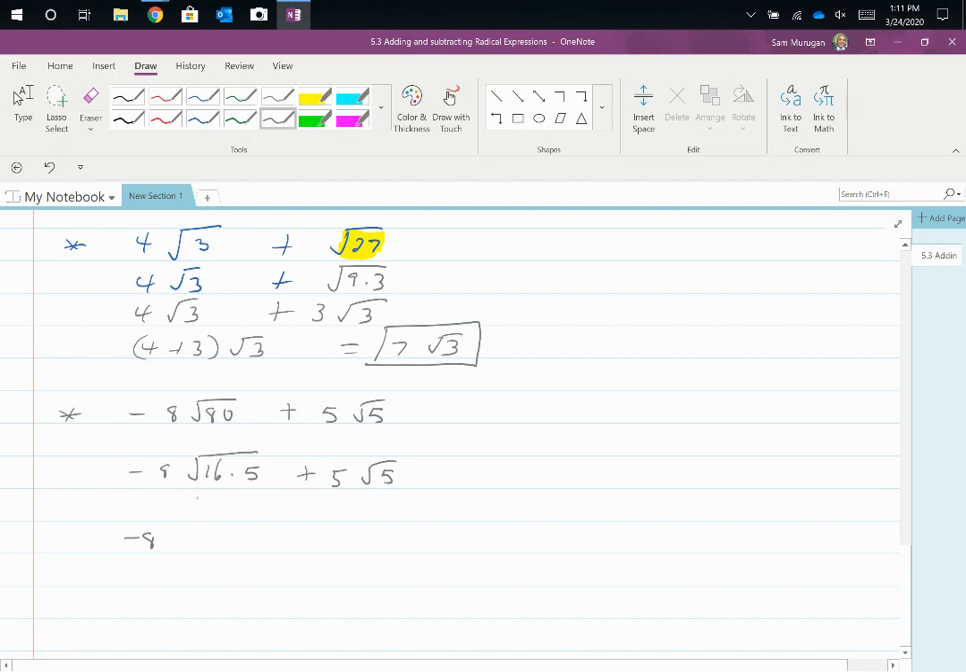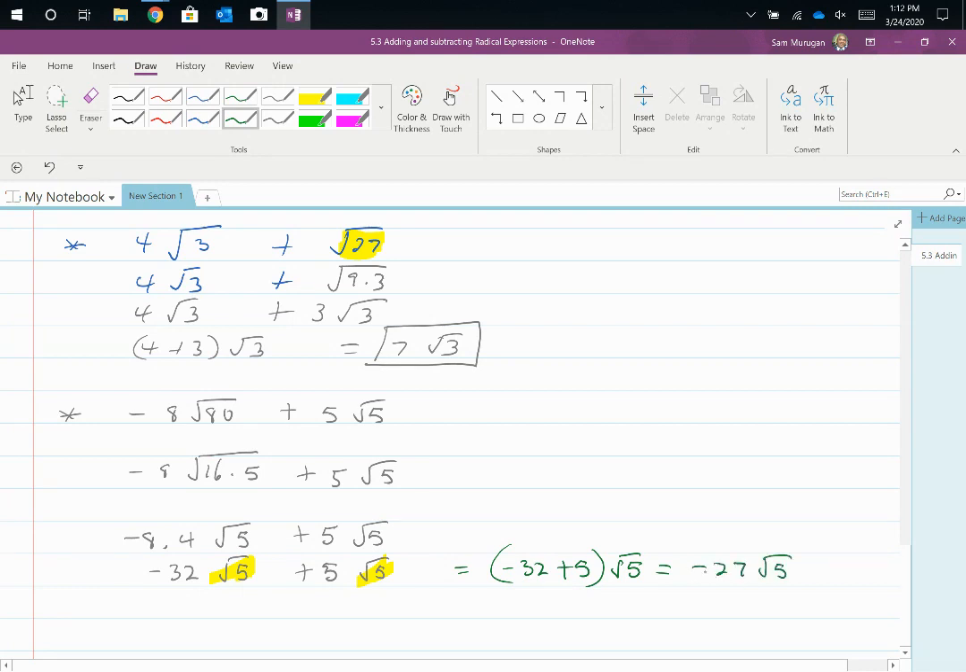So this is negative 8. The square root of 16 is 4. So this is negative 32 square root 5 plus 5 square root 5. And that gave us exactly the same radical. So factor out square root of 5, so negative 32 plus 5 square root 5 is equal to negative 27 square root 5.